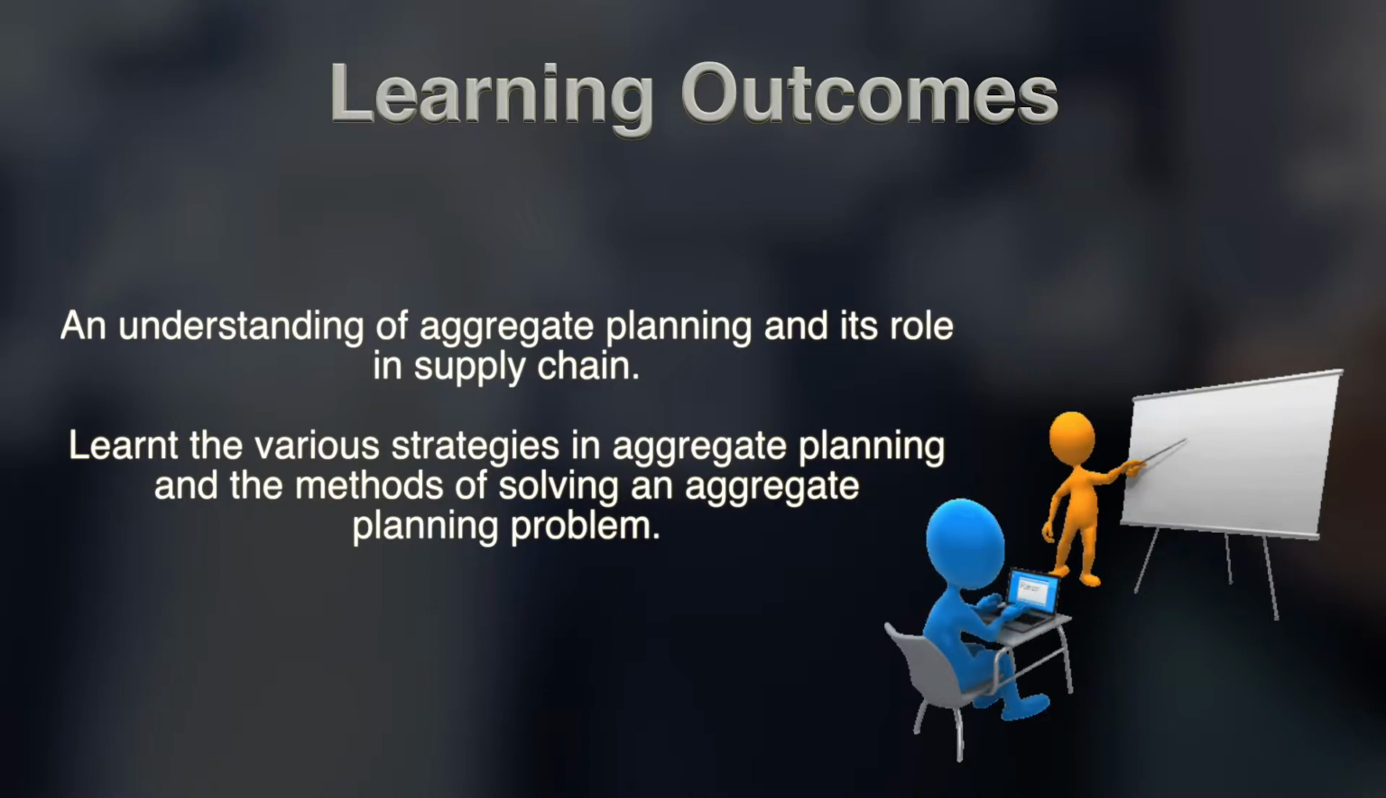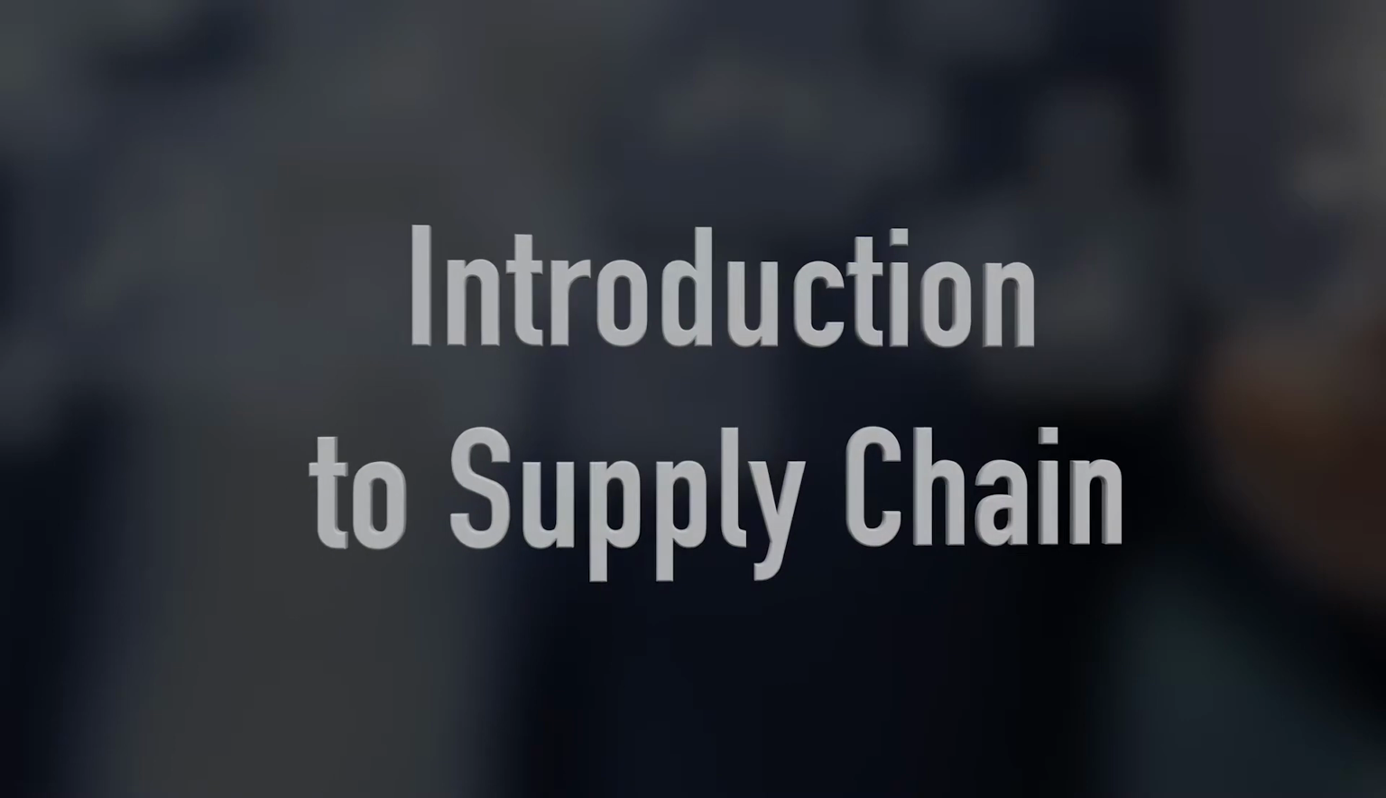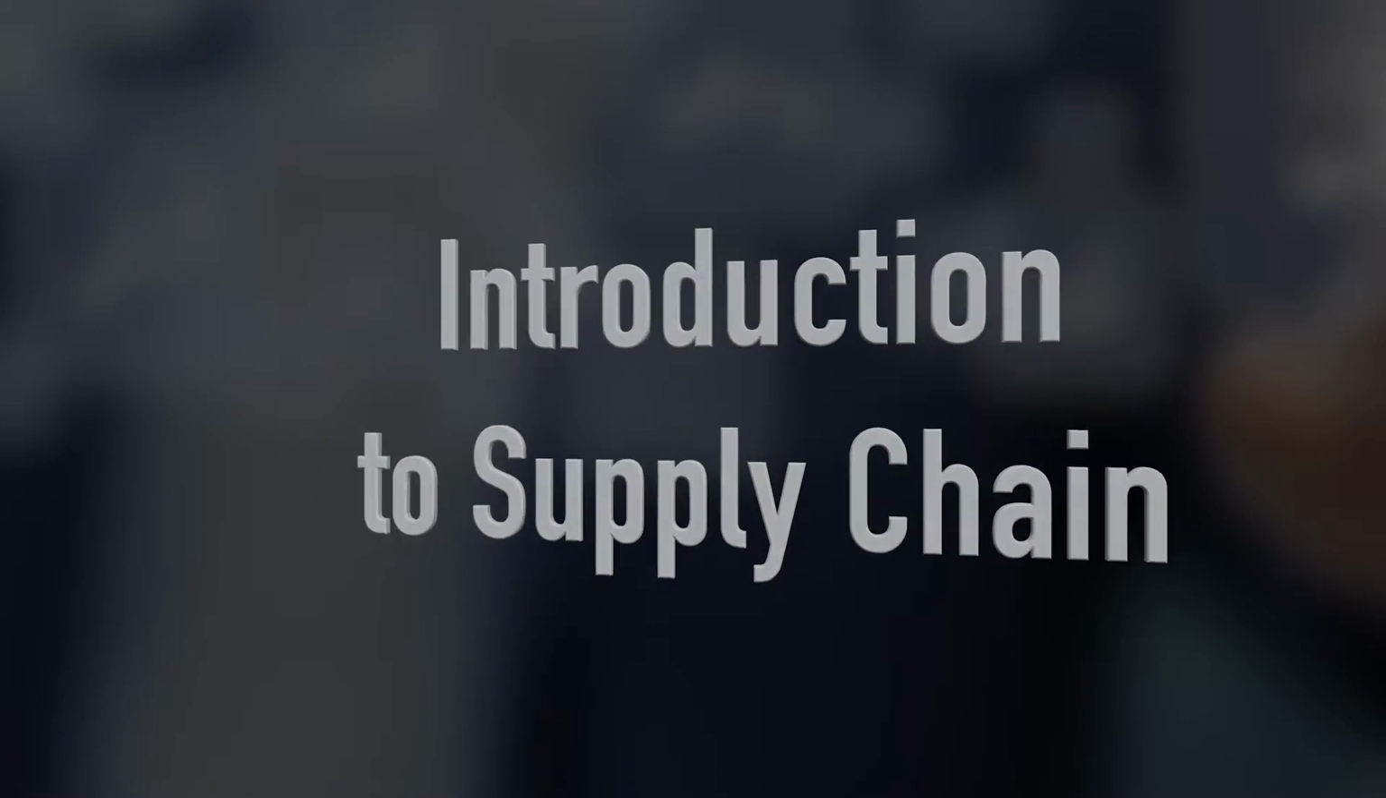We should have learned the various strategies in aggregate planning and the methods of solving an aggregate planning problem. Let us have an introduction to supply chain. Supply chain involves moving materials from the supplier point to the customer point through the intermediaries in a cost-effective manner to satisfy the customer.